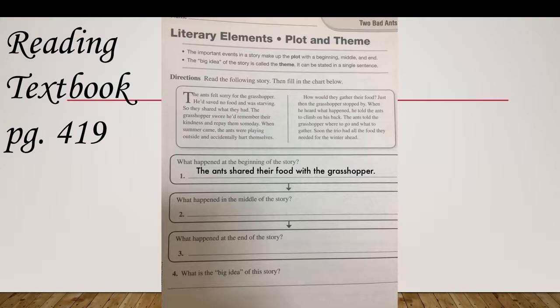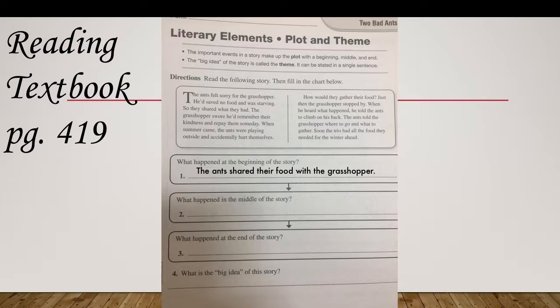Now, what happened in the middle of the story? See, from here, the grasshopper swore he would remember their kindness, and here, when summer came, the ants were playing outside. How they got hurt, and now they were thinking, how will they gather the food? And then just then the grasshopper stopped by. So what happened in the middle of the story? Which is the most important event in the middle of the story?